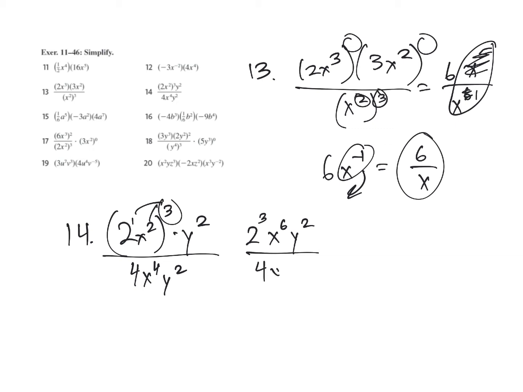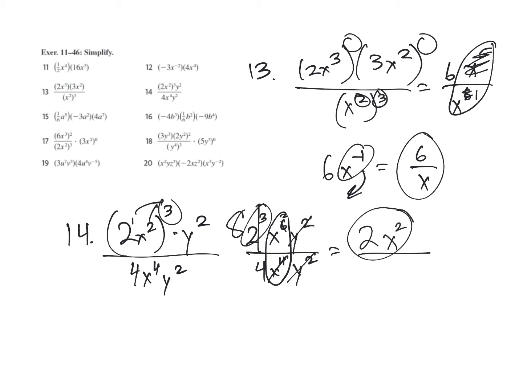And on the bottom we have what we started with. 2 cubed is 8. So 8 over 4 is 2 in the numerator. And x to the 6th over x to the 4th: 4 of these cancel with 4 of those, leaving 2. So that's x squared. And y squared over y squared is 1. So the answer should just be 2x squared. All right, let's get rid of this and start on 15 and 16.